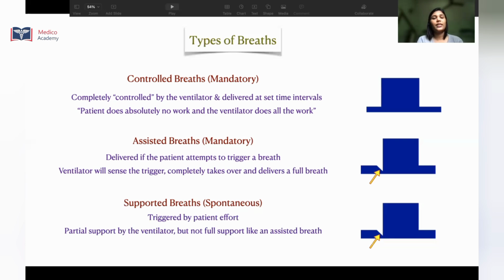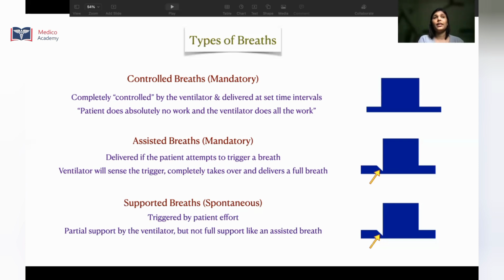So in such cases, you can see that the patient has absolutely no role. You are the one who decides how much tidal volume should be administered to the patient, at what rate, with what inspiratory time, or what volume is to be delivered to the patient. Everything is decided by you or the ventilator. So that's a typical example of a controlled breath.